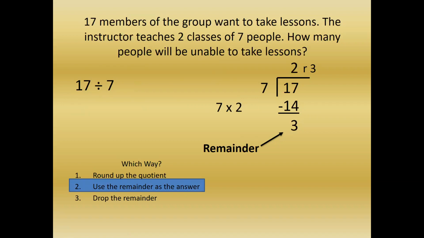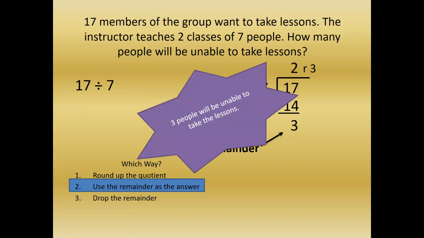Ooh, number 2, so use the remainder as the answer. So we know that they can have 2 classes of 7 people, so 7 times 2 is 14. Subtract that from 17, you know there's 3 people left over. So the answer would be 3 people would be unable to take the lessons.